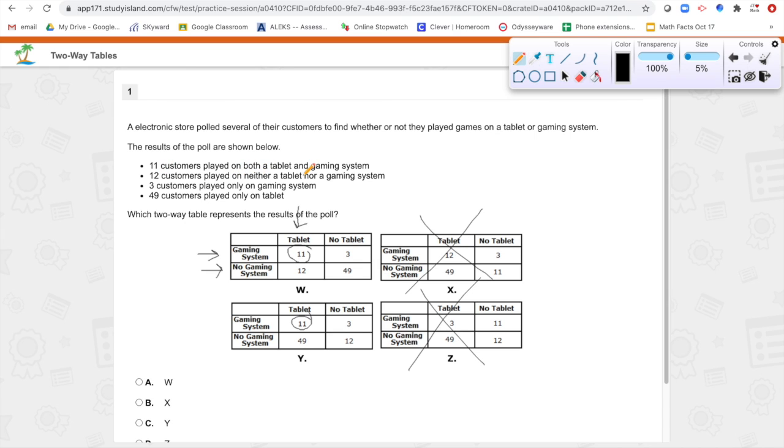12 customers played on neither a tablet nor a gaming system. So no tablet, no gaming system. That says 49. That's a no-go. Alright, that's supposed to be 12. So it looks like we're left with Y. And that's it. Just to double check everything else, 3 played on only a gaming system, and then we have 49 customers played only on a tablet. So that matches up with everything. So Y is the correct answer.